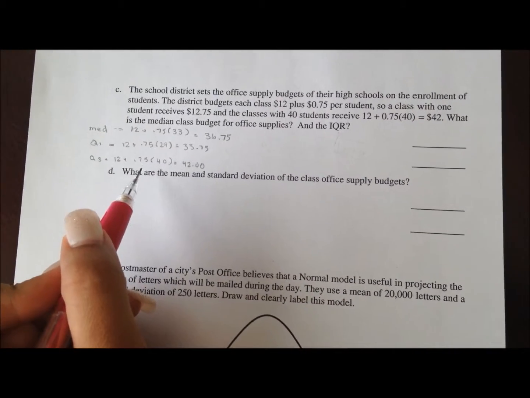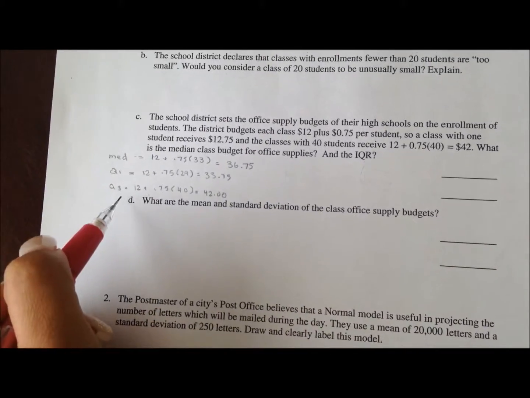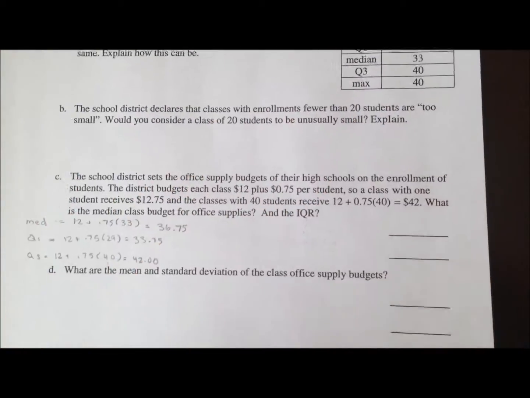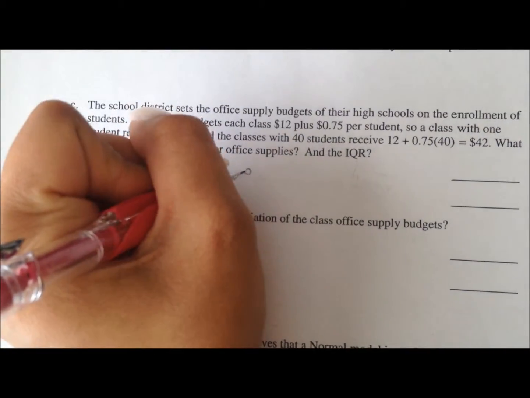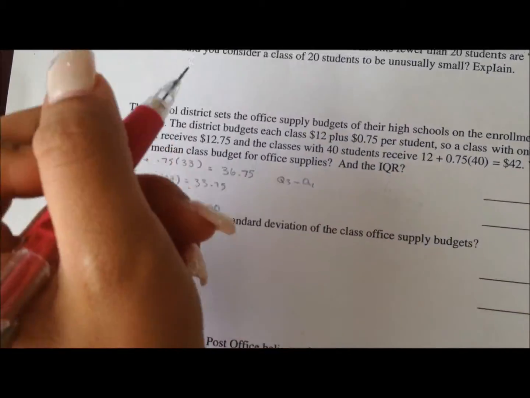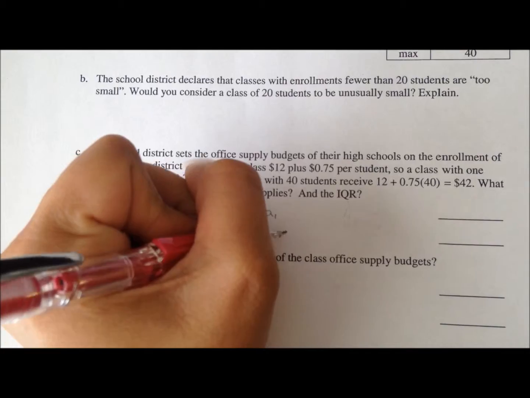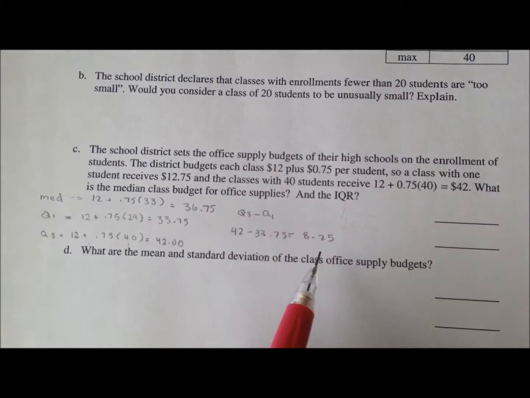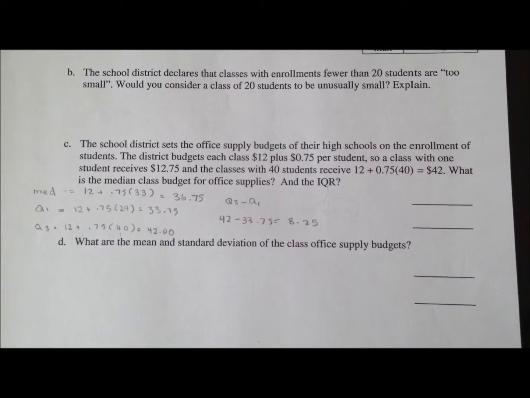So getting back to what we were at, it is 12 plus 0.75 times 40, which equals $42, and that right there is for quartile 3, and the reason why you have the 40 here is because your Q3 is 40. So the last thing they're asking you to find is the interquartile range, which will just be Q3 minus Q1. So what that will be is 42 minus 33.75, which will give you 8.25. So that should be what you get for your interquartile range right here. And that right there completes question C.